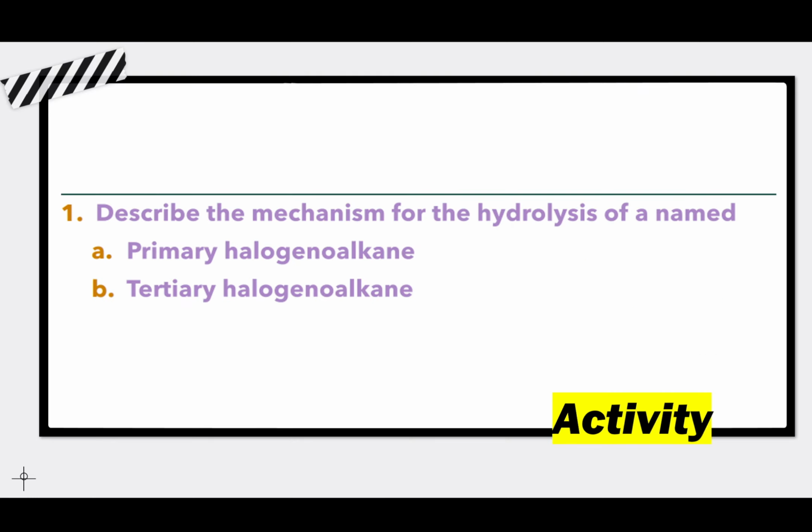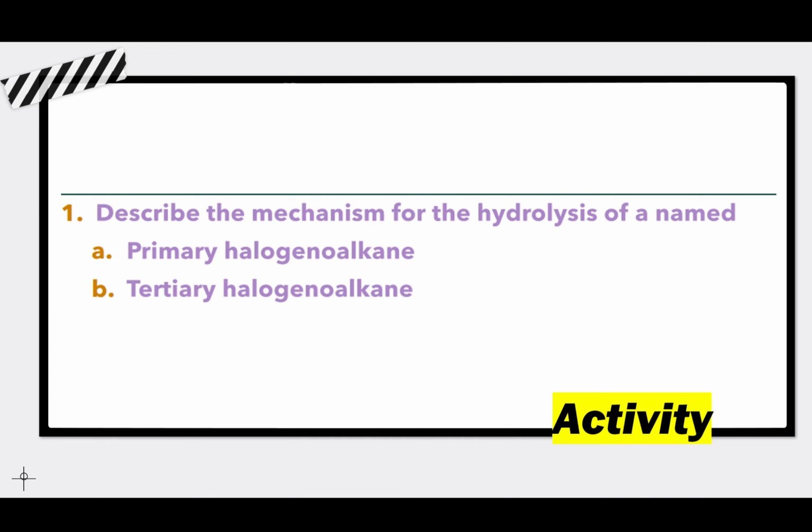All right, so we'll have an activity here to describe the mechanism for the hydrolysis of a named primary halogenoalkane and a named tertiary halogenoalkane. So I'm going to ask you guys to provide a mechanism. Give me a moment. Let me create the thing.